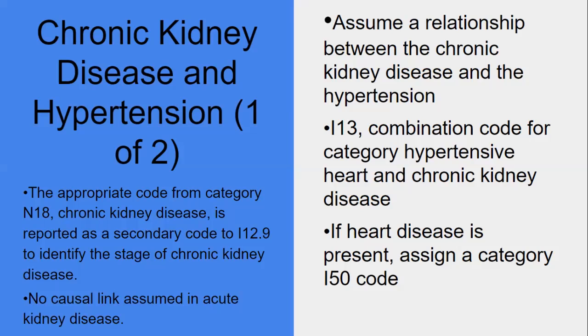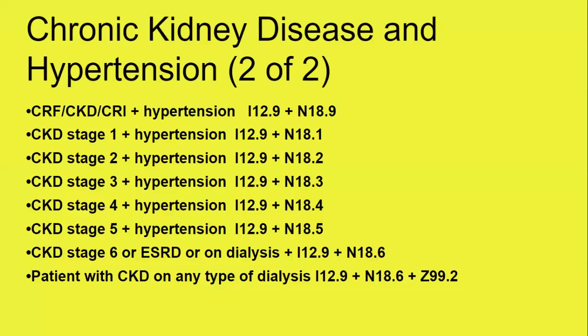I13 is the combination code for the category hypertensive heart and chronic kidney disease. If heart disease is present, assign a category of I50 point, and you have to find the correct code for that. Again, if you guys get into your ICD-10s and start looking at these codes for these slides, it's going to really be great aha moments for y'all. Chronic kidney disease and hypertension. These are all of your combination codes. Stage 1, stage 2, stage 3, stage 4, there you go. There they are.